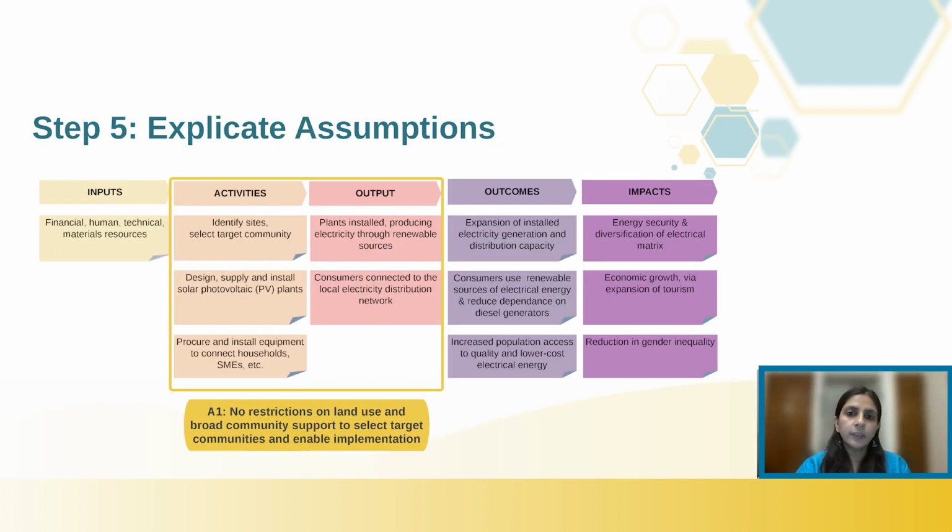And last but definitely not the least, you need to explicate your assumptions. Assumptions are the conditions necessary for the cause and effect relationships between the different elements of a theory of change to hold true. They're the conditions that make it possible to link activity to outputs, outputs to outcomes, and outcomes to impacts. For instance, in this case study, one assumption that we are making for the activities to translate into outputs is that there are no land use restrictions, such as conservation areas or sacred sites, and the fact that there is broad community support to select target communities and enable project implementation.